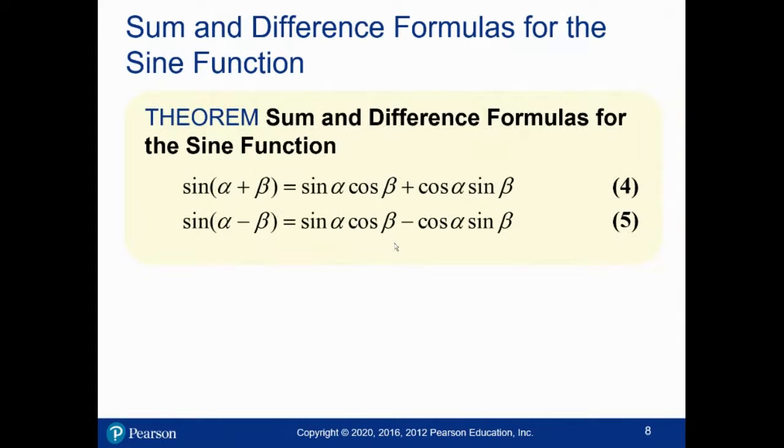Okay, we also get this sum and difference formula for sine. They're different formulas from the cosine one. For example, in the sine formula, each term has a sine times a cosine, whereas in the cosine formula, you either had cosine cosine or sine sine. Here they get mixed up. Also, a plus here gives me a plus here, and a minus here gives me a minus here. That's different. And you might be saying, oh my gosh, how am I ever going to remember that?